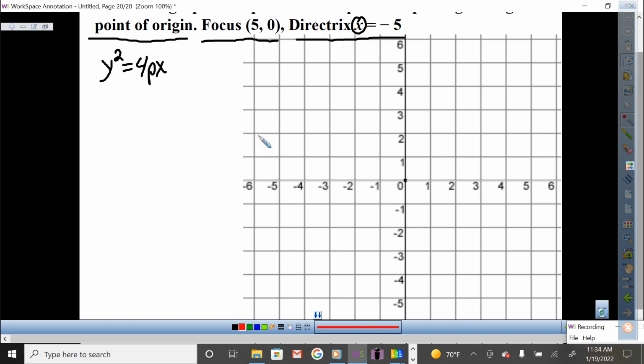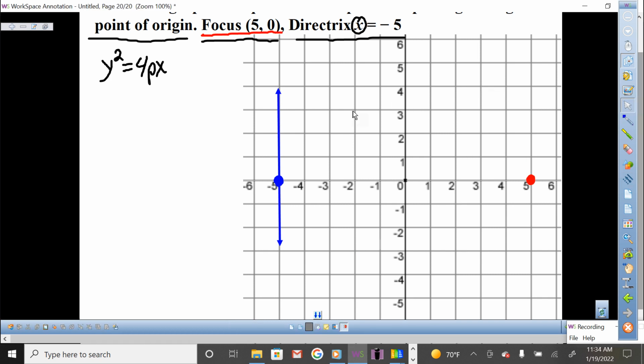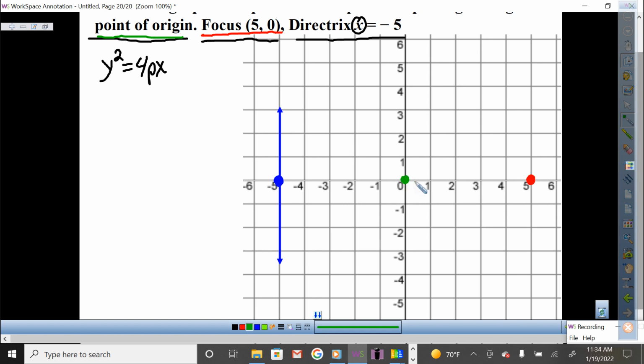All right, let's plot our focus. What's our focus? 5, 0. 5 of x, 0 of y, which is over here. Our directrix is at x equals -5. -5 is right there. And you draw your line down. All right, and what else do they tell us? That it's going through where? The point of origin. So we plot our point there. Look at it. It should be equidistant, yes?